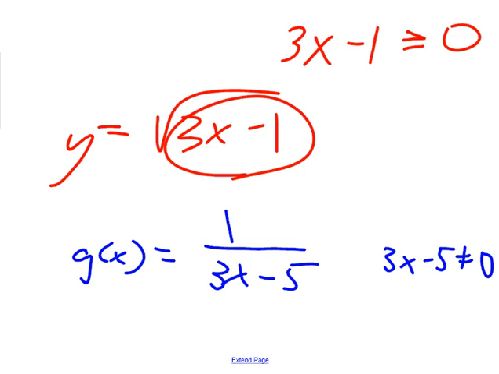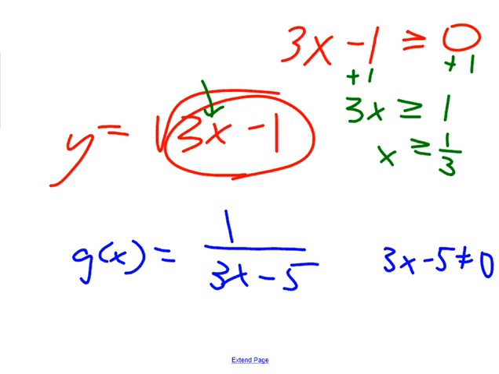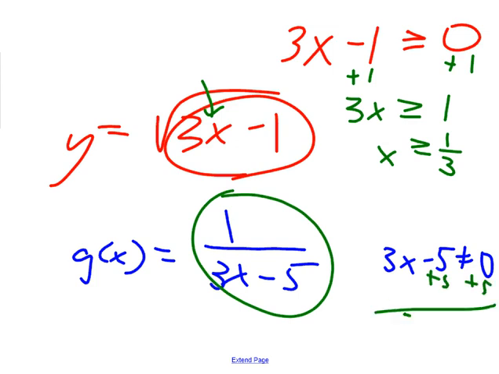So what's the answer to the red one? Greater than or equal to 1/3. If I put anything smaller than that, this will turn negative and it'll die. Okay, how about this one? Then on this one, I'm going to add 5 to both sides. 3x not equal to, you don't use that sign very often, but we do now. X not equal to 5/3. It can be anything except 5/3.